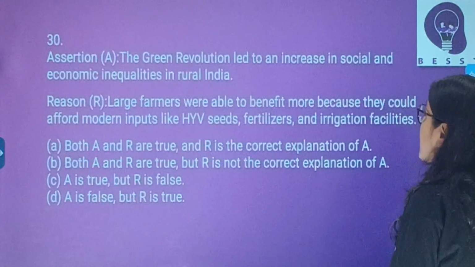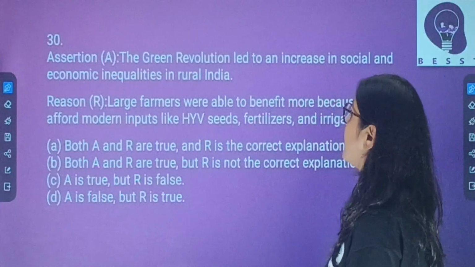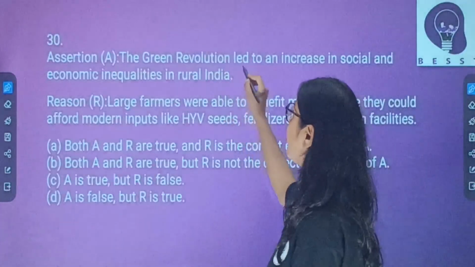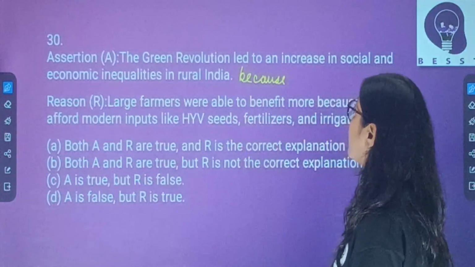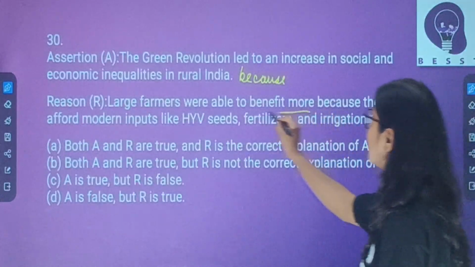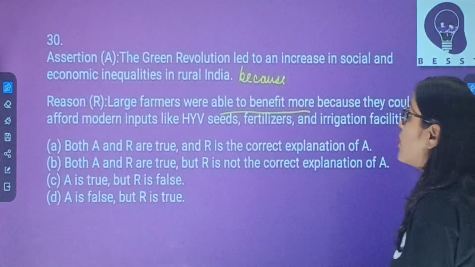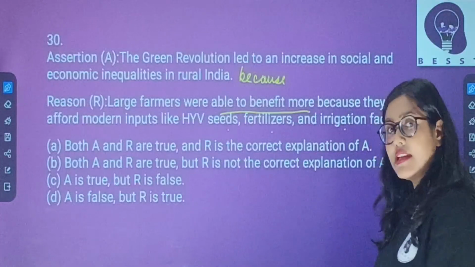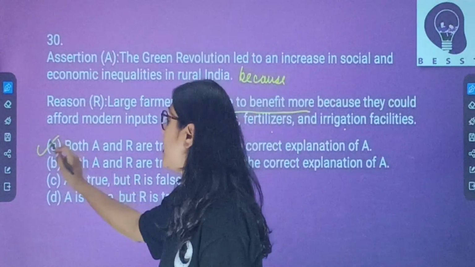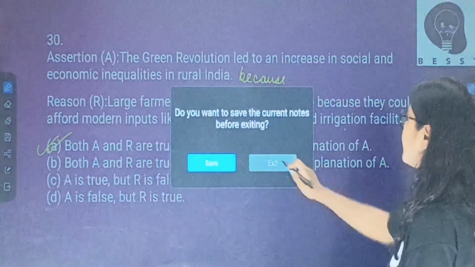The last question. The Green Revolution led to an increase in social and economic inequalities in rural India. So yes, this is a very correct assertion because large farmers were able to benefit more. Yes, they were able to benefit more, right? Because they could afford modern inputs like HYV seeds, fertilizers and irrigation facilities. So this will also be option number A. Both A and R are true and R is the correct explanation.